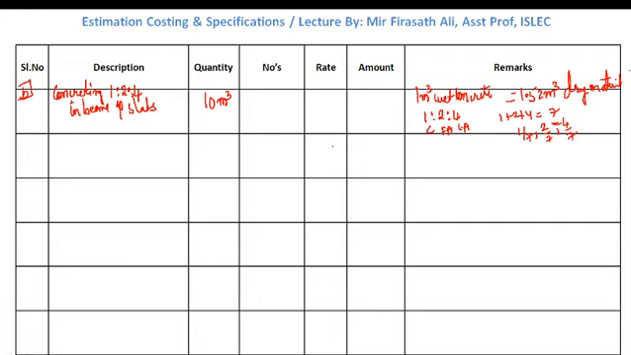Now let us first see cement. In concreting, what do we require? We require cement. So B1 is cement in concrete. We will find out the quantity: 1/7 into 1.52 into 10 meter cube. So we will get the value as 2.17 meter cube.